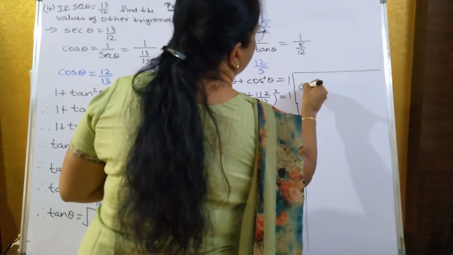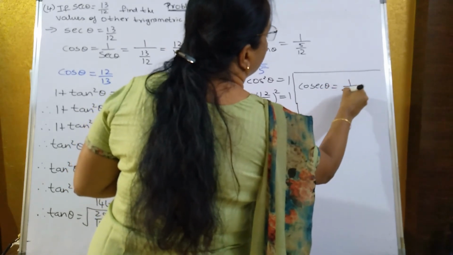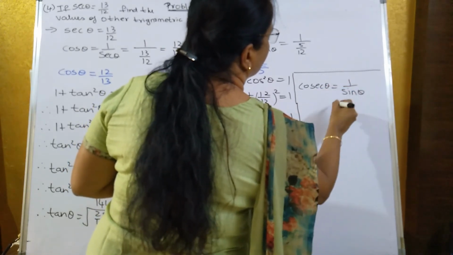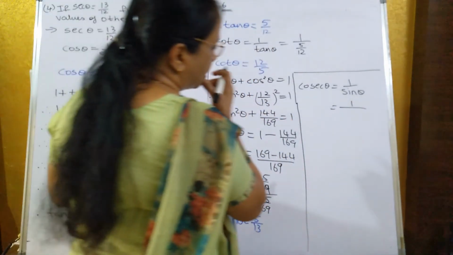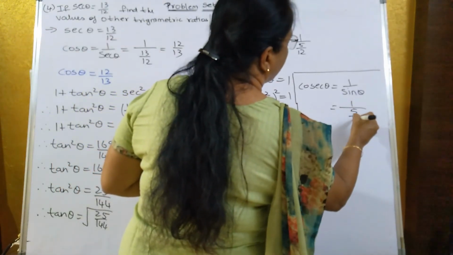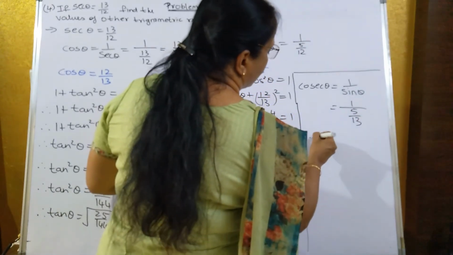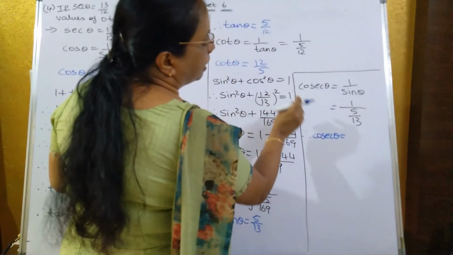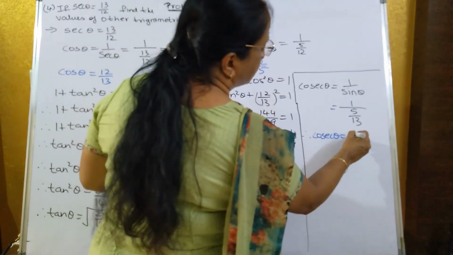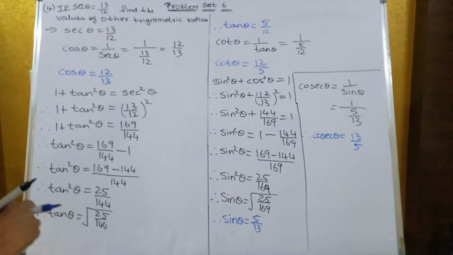Now we have to find out cosec theta. So cosec theta is equal to 1 upon sin theta. So that's equal to 1 upon 5 upon 13. Therefore cosec theta is equal to, when 5 upon 13 goes on the top, it becomes the reciprocal of that, so 13 upon 5. So we have got all the values of trigonometric ratios.